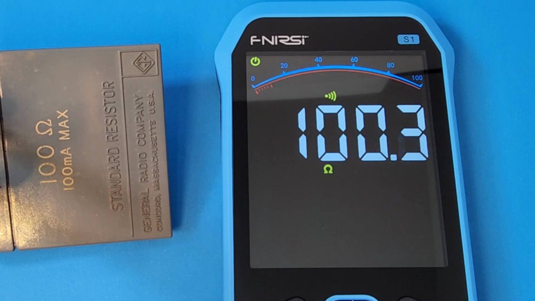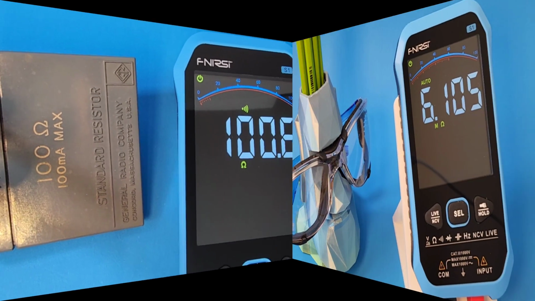And isn't that interesting? So it actually does 100.5. No, it's going up again. Interesting. So a little bit more accurate in resistance in manual ranging mode as opposed to the smart mode. Go figure. Okay, we're in smart mode right now.